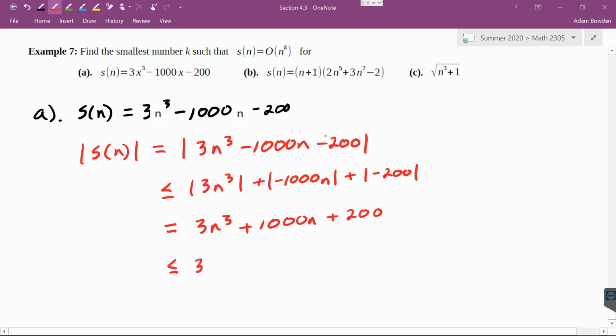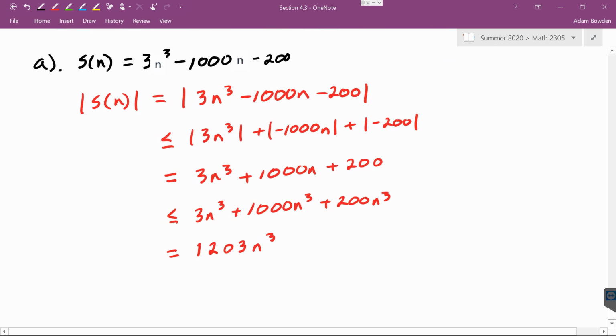That's less than or equal to 3n cubed plus 1000n cubed plus 200n cubed, which is the same as 1203n cubed. So what we've shown here is that s of n is less than or equal to a constant times n cubed. So we can say then that s of n is equal to big O of n cubed.